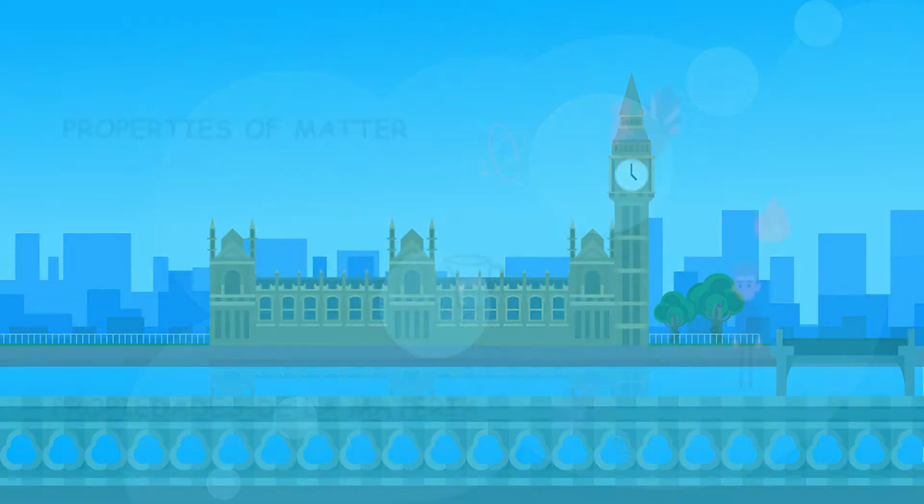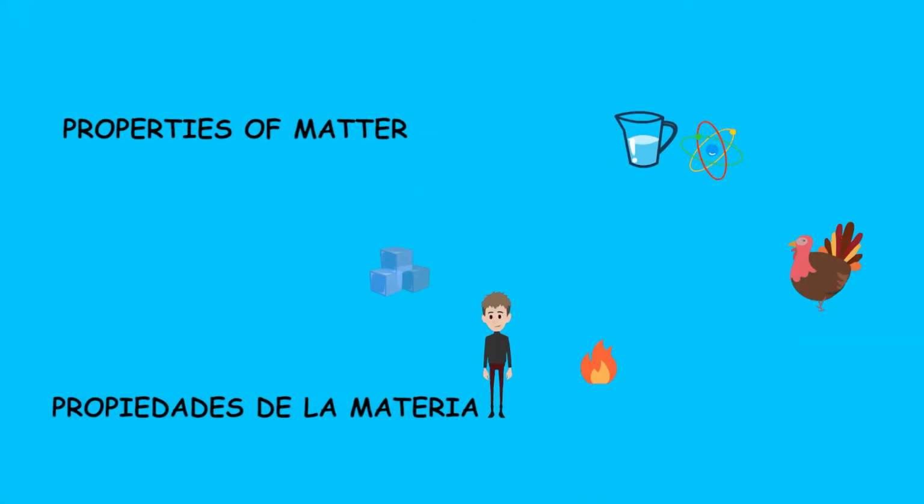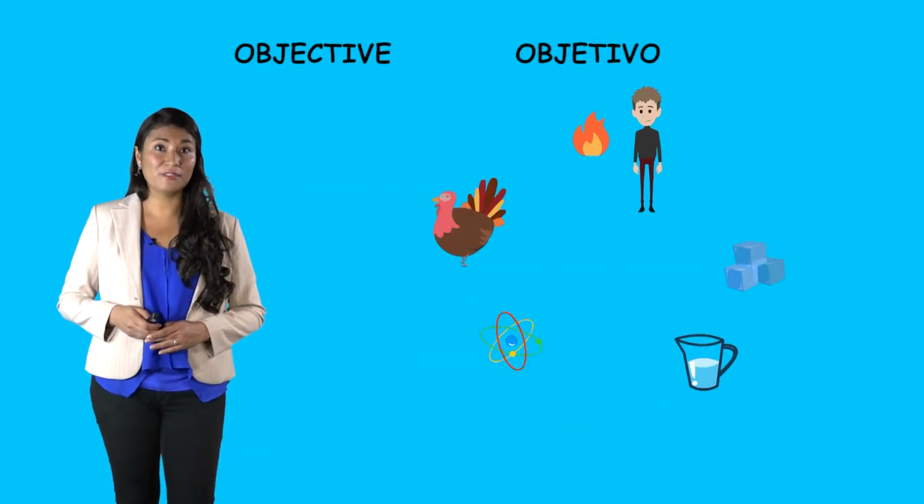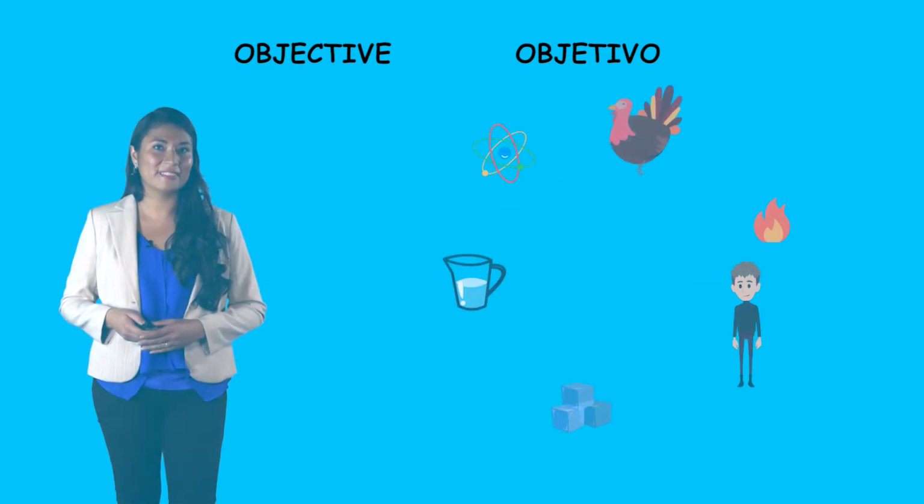Here we go. Lesson 2. Properties of Matter. Objective: differentiate the states of matter based on their properties.